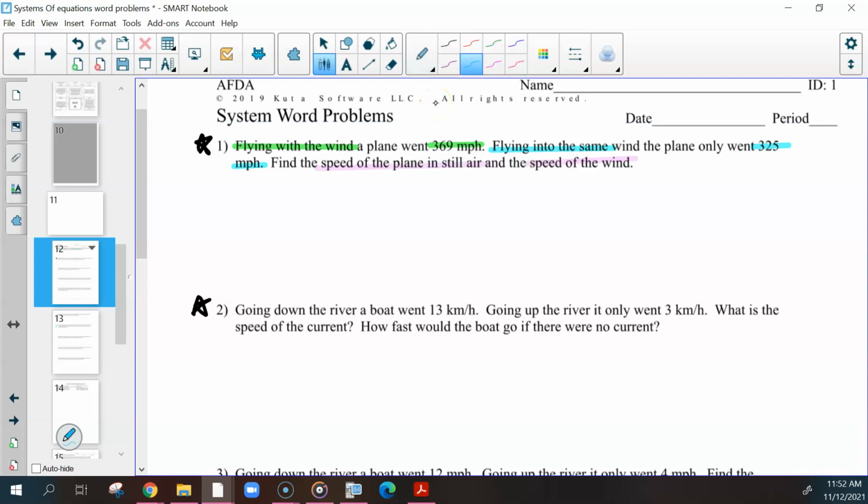So the speed of the plane in still air would be really just the plane's speed. So I'm going to say P equals the plane speed. And then the speed of the wind would just be the wind speed. You can use P and W as I did. You can use X and Y. It really does not matter.